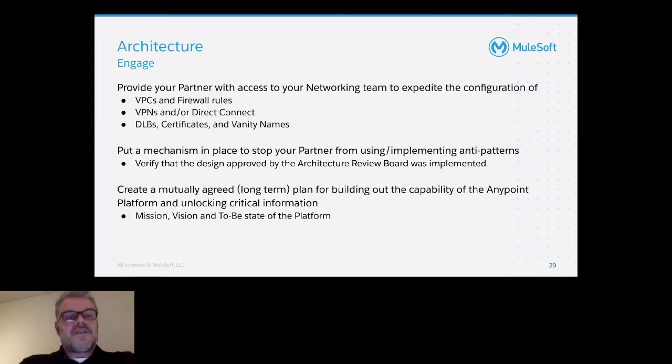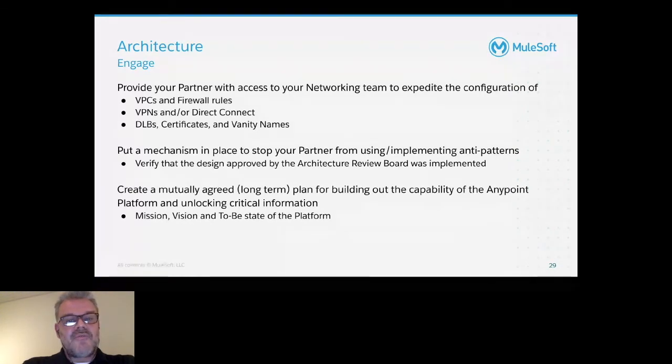So when it comes to architecture, how do you engage with your partner? I think one of the things that is most annoying in working with customers who want to set up VPCs and VPNs and direct connections and DLBs is that the customer thinks that a developer is the right person to have those discussions with our experts.